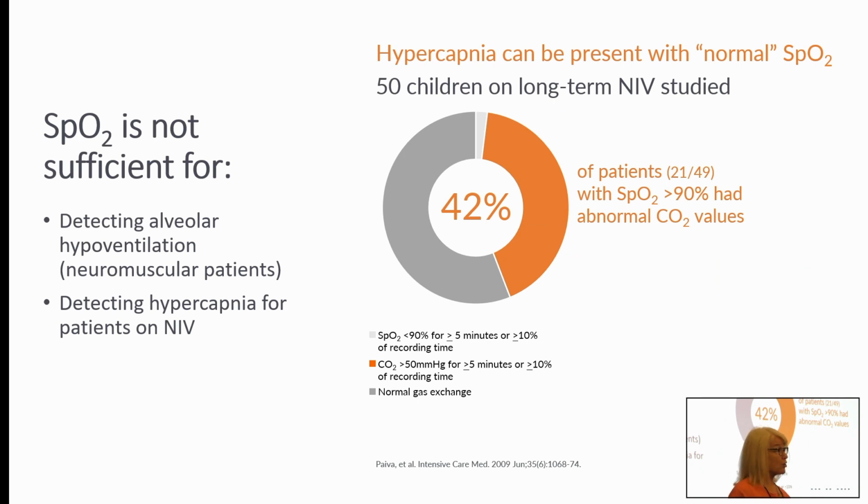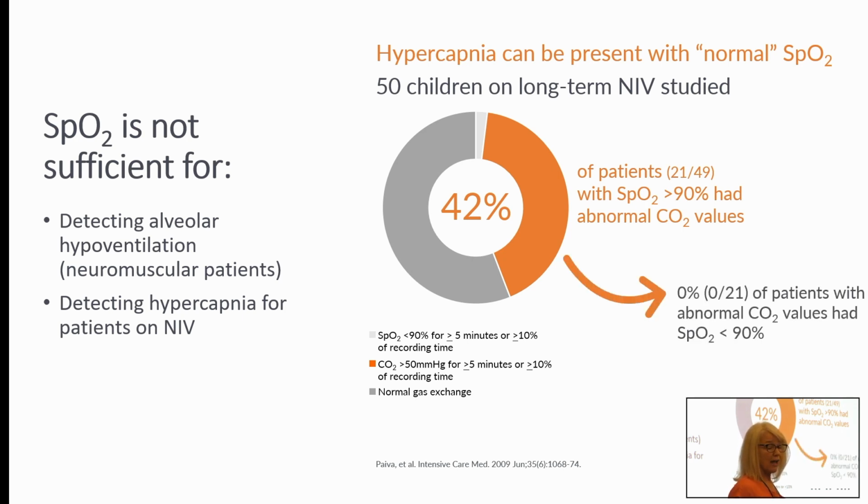Pulse oximetry has also been shown to be a poor predictor of hypercapnia in children who are on long-term non-invasive ventilation. This study looked at 50 children who are on non-invasive ventilation, and they found that 42% of them had CO2 values that were abnormal while still maintaining a pulse oximetry value above 90%. So that's really relatively normal. These results show that you can see abnormal CO2 values but normal oxygen saturation, and it underlines that oxygenation and ventilation are separate functions of the same system.